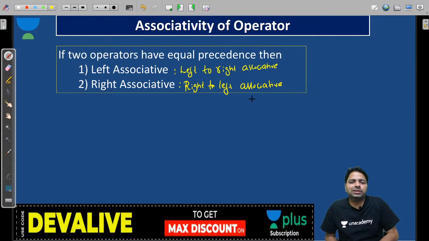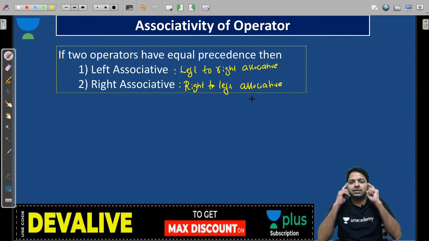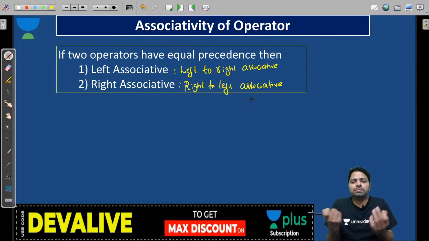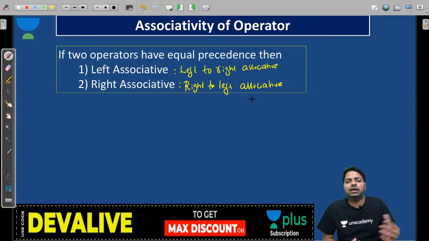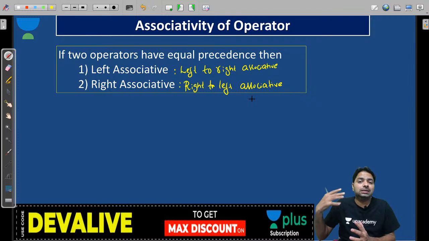Then how to compute that, we are going to see. So associativity is important. When two operators have equal precedence, then you must follow either left to right or right to left to implement the compiler. You decide which one to follow, and the compiler will do the same thing.